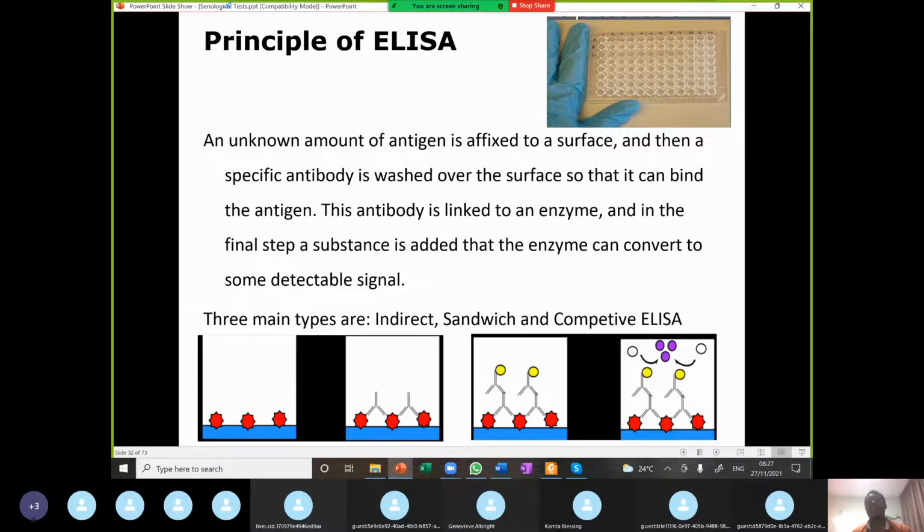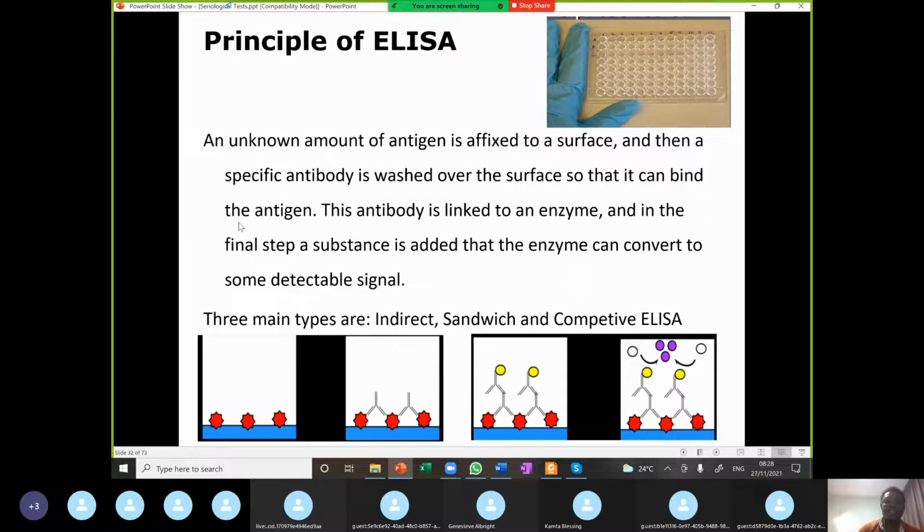On the other hand, we can use an unknown. So let me take the first case. An unknown amount of antigen is fixed to a surface, and then a specific antibody is washed over the surface so that it can bind to the antigen. In the other case, an unknown amount of antibody is affixed to the surface, and then a specific antigen is washed over the surface so that it can bind the antibody. So as I said, it all depends whether you want to test for antibody or test for antigen. What do I mean here? You collect a specimen from a patient. Do you want to test for antibody in that specimen or for antigens in that specimen? That is the whole story I'm trying to tell here.